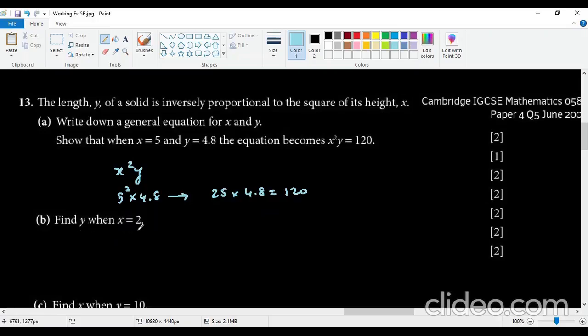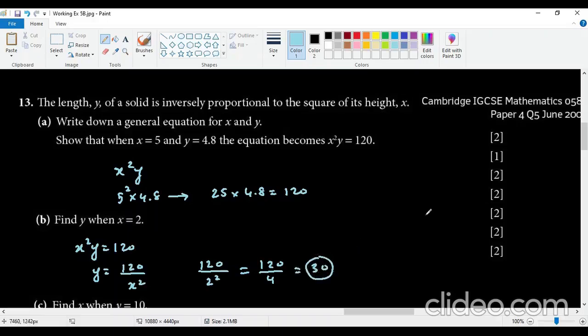Find y when x is 2. That means we need to find y. That means x square y equals 120. We need to find y. That means y is going to be 120 over x square. So 120, and the value of x is 2. 2 square is 4. That means 120 when divided by 4, it's going to give us 30, which is your final answer, and you'll get 1 mark for this question.